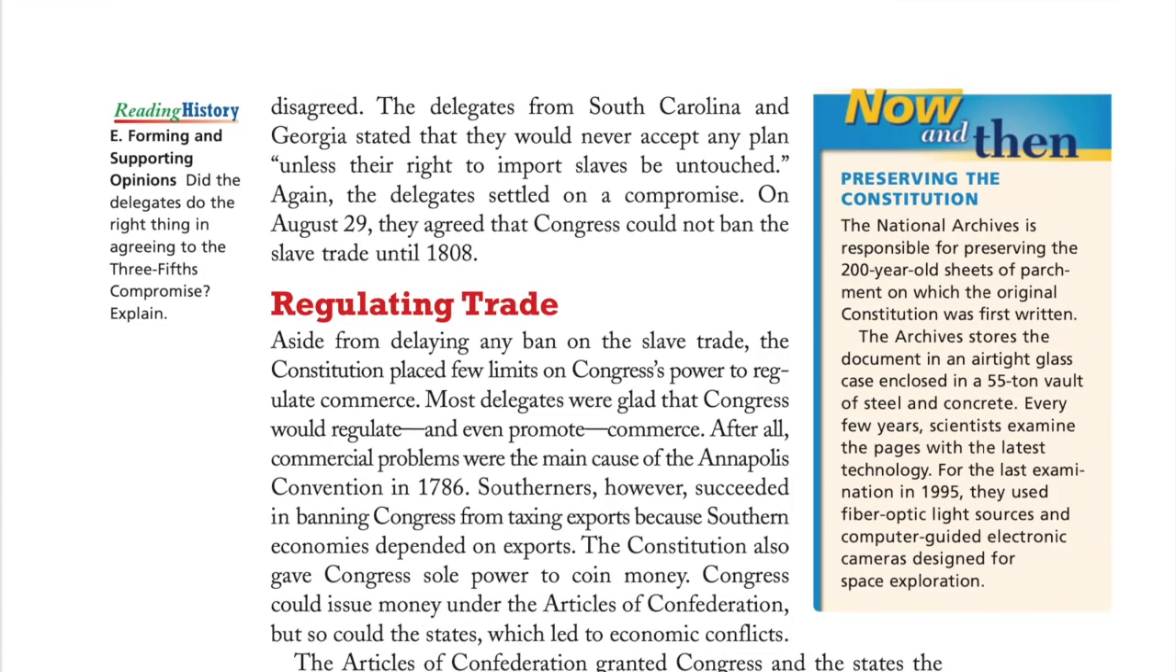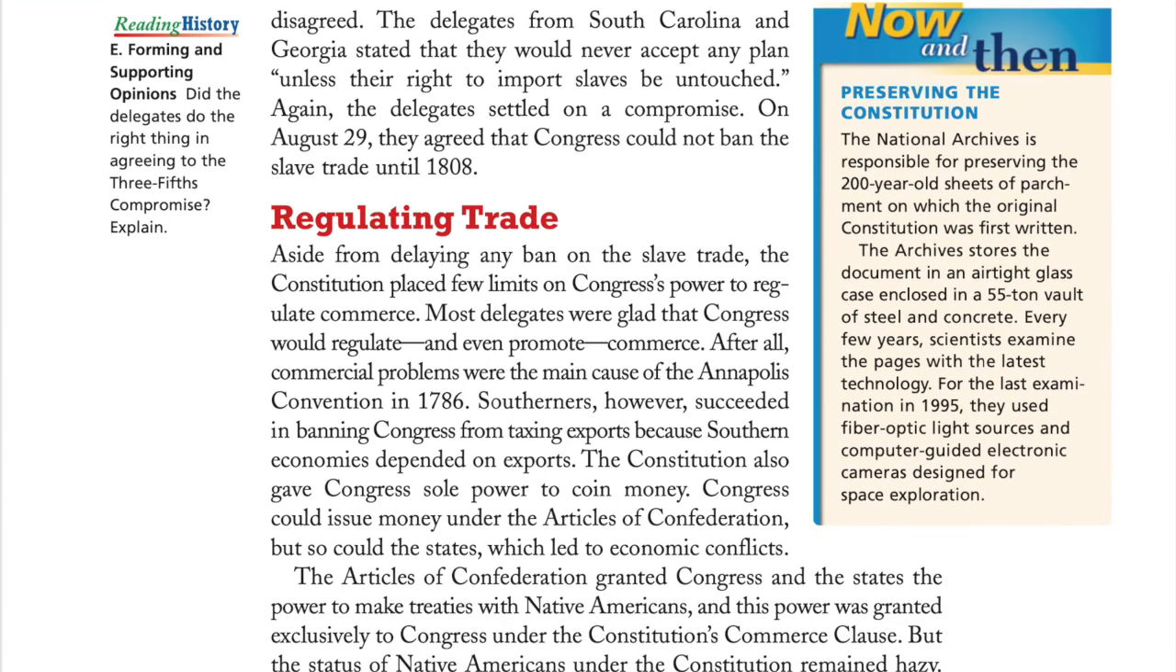The delegates from South Carolina and Georgia stated that they would never accept any plan unless their right to import slaves be untouched. Again, the delegates settled on a compromise. On August 29, they agreed that Congress could not ban the slave trade until 1808.